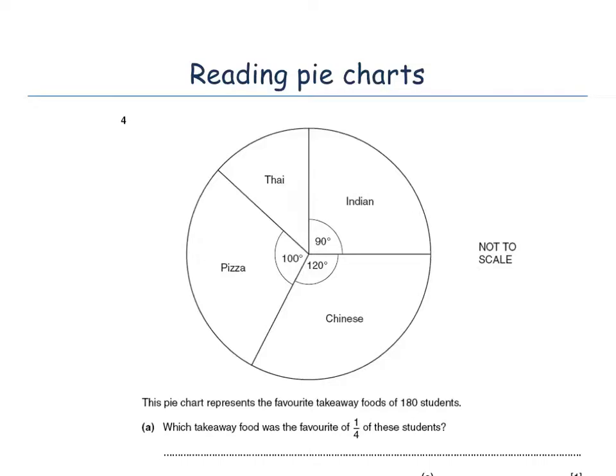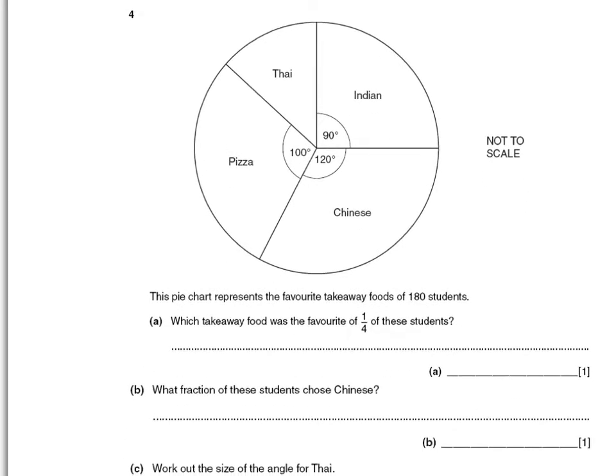Reading pie charts. We're going to work through an example here of a very typical GCSE style question on reading pie charts. Now here we have a pie chart showing the favourite foods of 180 students. So the favourite possible food types were Thai, Indian, Chinese and pizza. And the question we're asked is which takeaway food was the favourite of a quarter of these students.